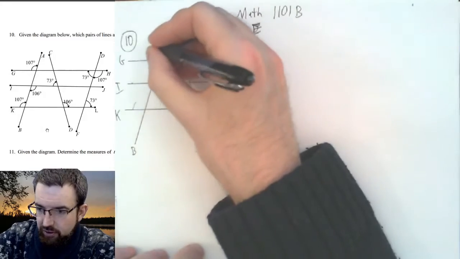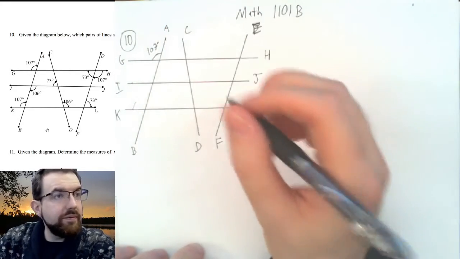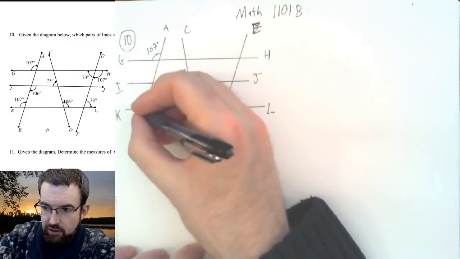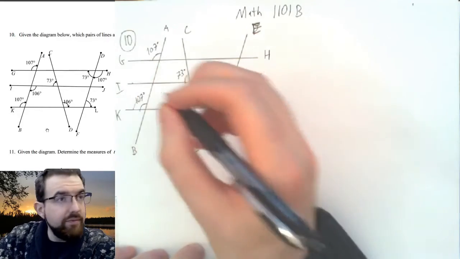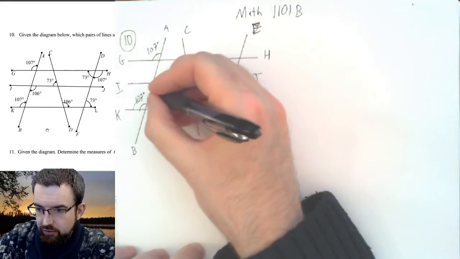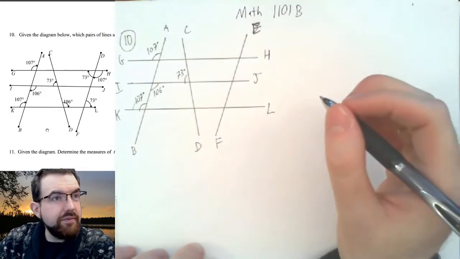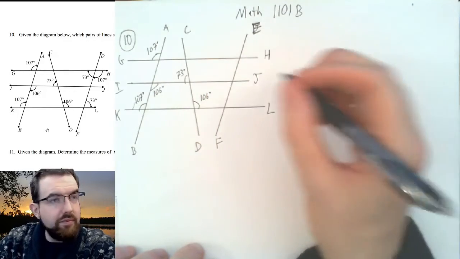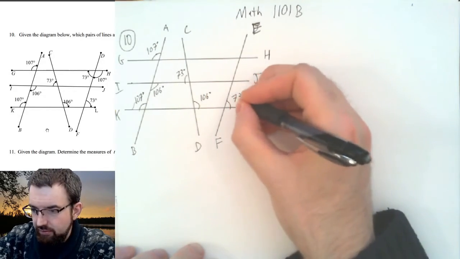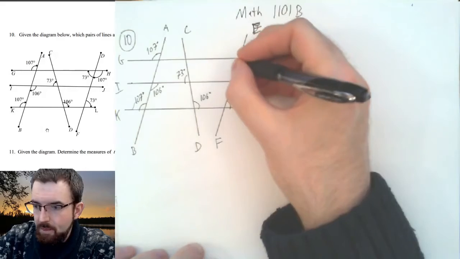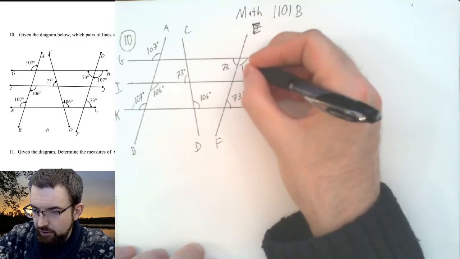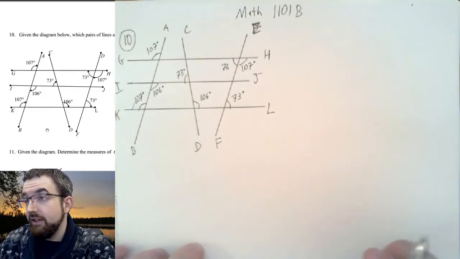Right, so we know this is 107 degrees. This is going to be 73. This is going to be another 107. And this one here is going to be 106. And we've got this one here to be 106. This one here to be 73. This one to be 73. This one to be 107. Boy, okay, there's a fair bit to write down.